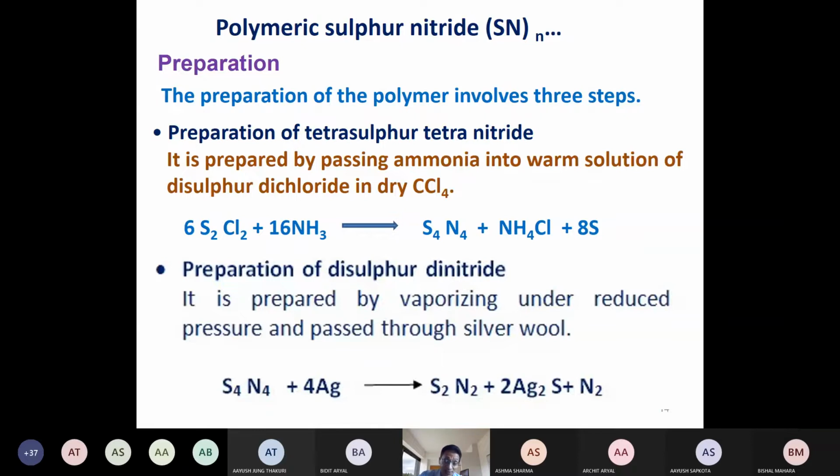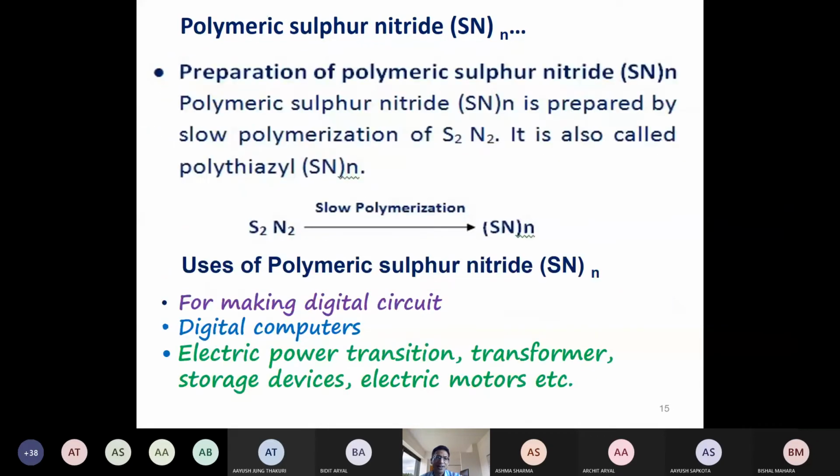Then this tetrasulfur tetranitride is vaporized under reduced pressure and passed through silver wool. In this process we get disulfur dinitride. Then in the third step, when disulfur dinitride is slowly polymerized, it produces polymeric sulfur nitride. The other name of polymeric sulfur nitride is polythiazyl.